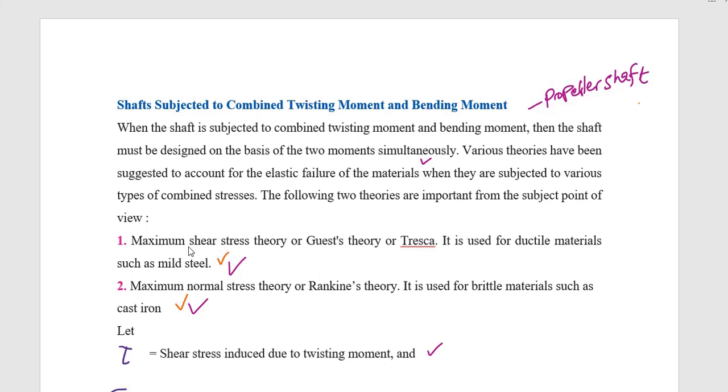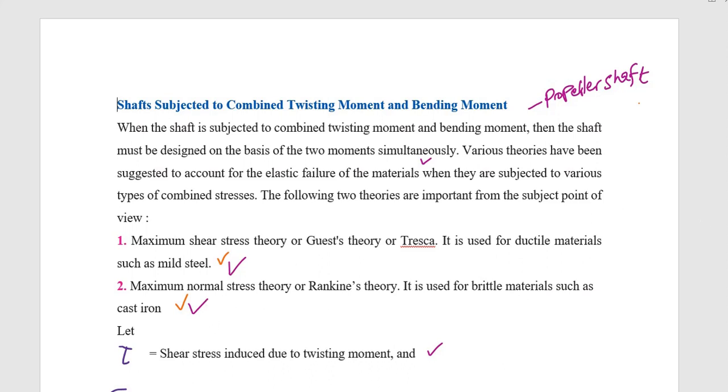One is what we are going to call the maximum shear stress theory, or the Guest theory, or Tresca's theory, and it is used majorly for ductile materials, for example mild steel. And we have another theory called the maximum normal stress theory, or Rankine's theory, and it is basically for brittle materials such as cast iron.